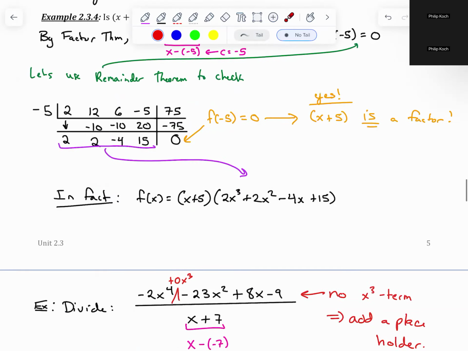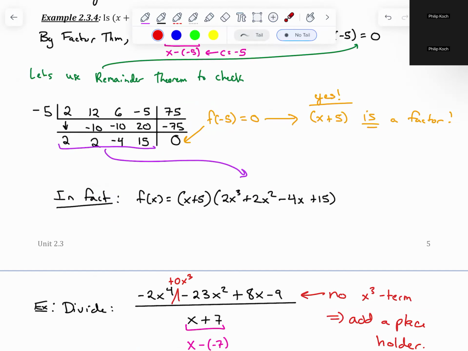So anyways, that is the point. The point is that if we know factors, we can break it down into pieces that we can factor. If it's above degree 4, there's not really a set formula that breaks it down for us.